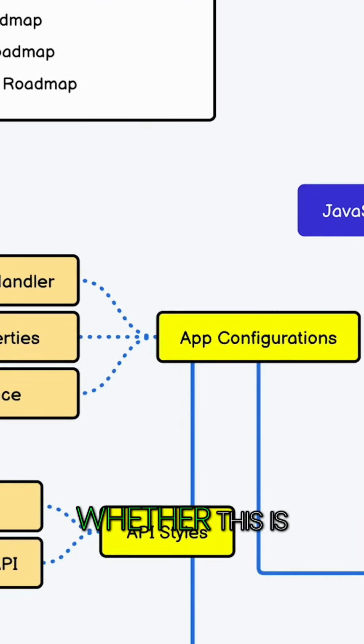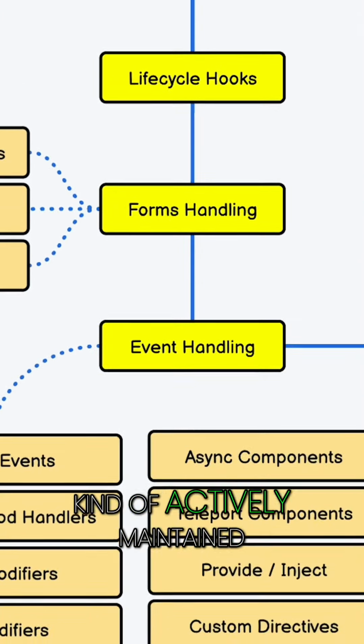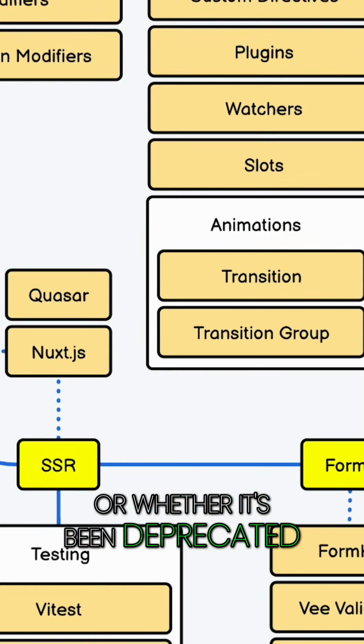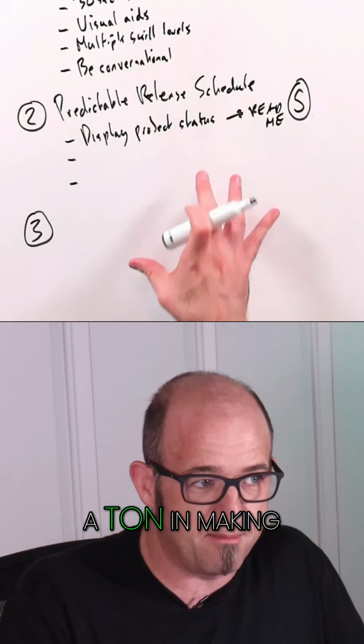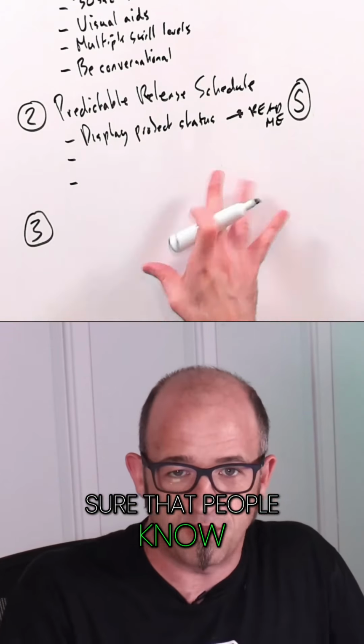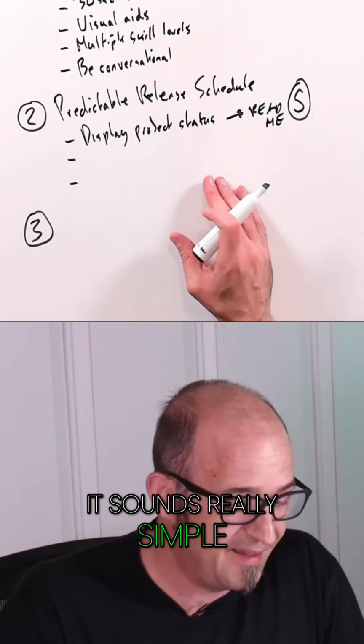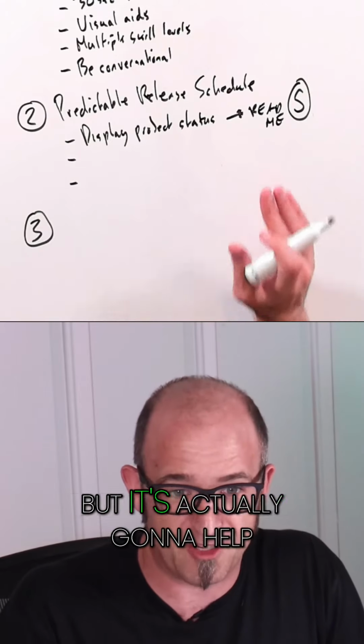I'm going to put README here. This might sound obvious, right? But when people go to that project, if you can say whether it's actively maintained or whether it's been deprecated, this is going to help a ton in making sure that people know that the project's alive. It sounds really simple. It takes 2 minutes to do, but it's actually going to help.